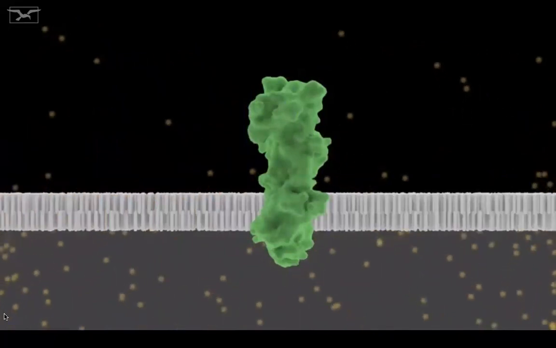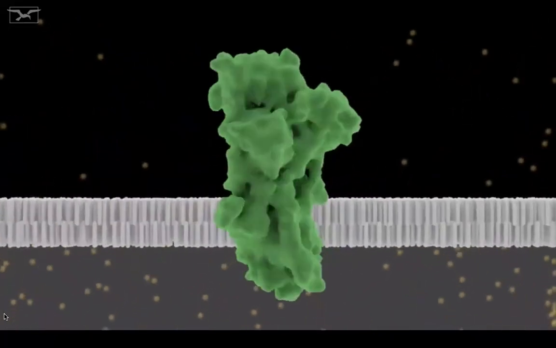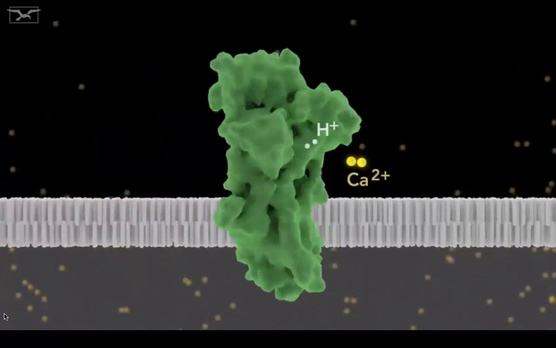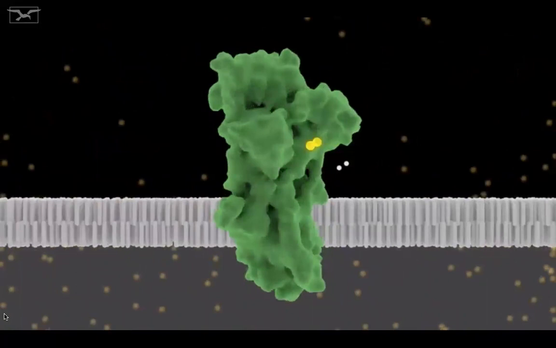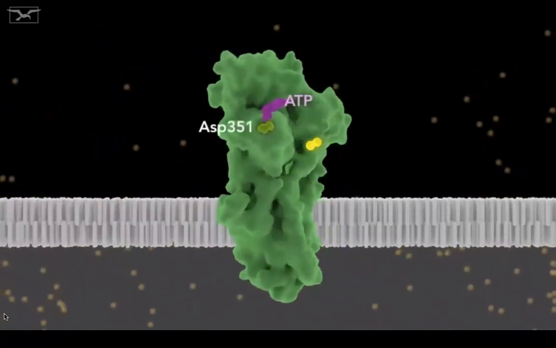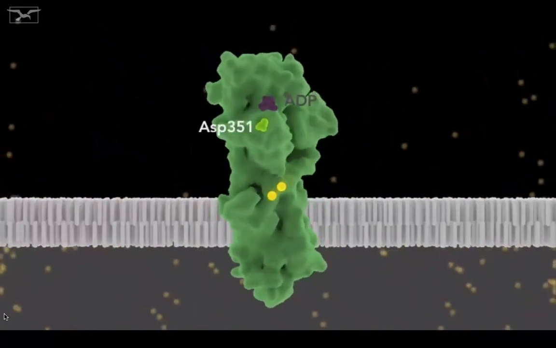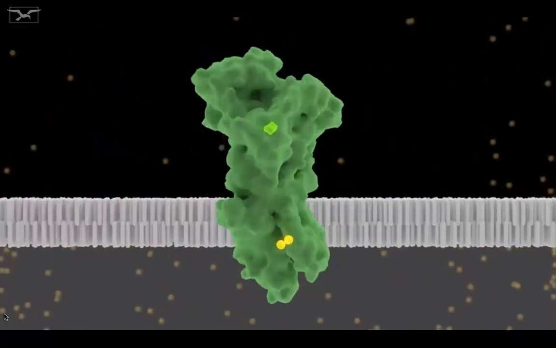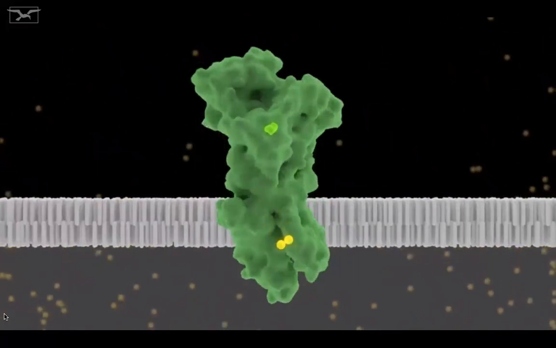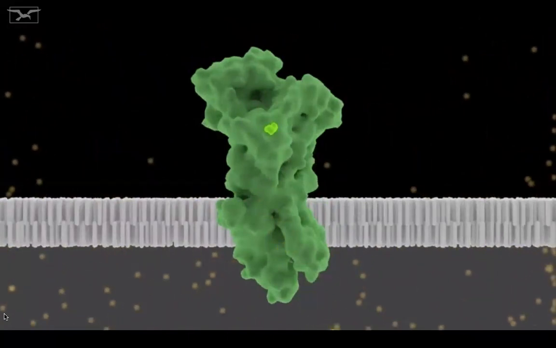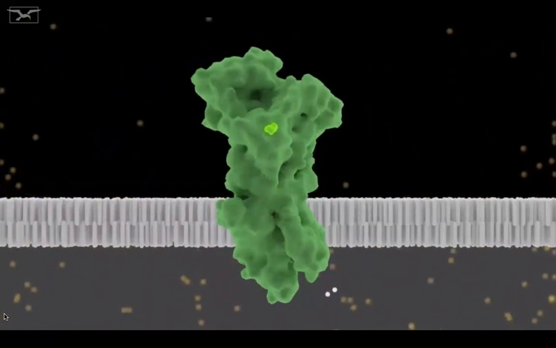SERCA is thought to undergo a four-step process to transport calcium ions. First, 2 or 3 hydrogen ions are exchanged for 2 calcium ions on the cytoplasmic side of the membrane. Next, aspartate 351 of one of the SERCA subunits is catalytically phosphorylated by ATP to form an aspartyl phosphate moiety, which results in a conformational change that allows calcium ions to exit the binding pocket and enter the lumen, and also allows hydrogen ions to enter.